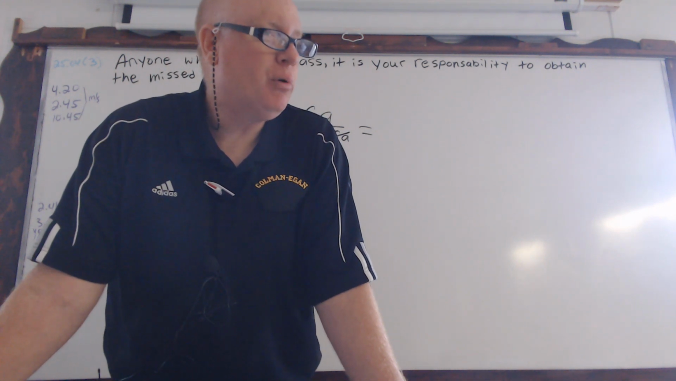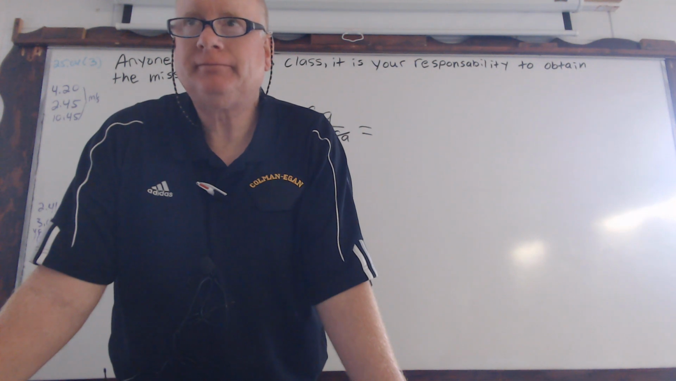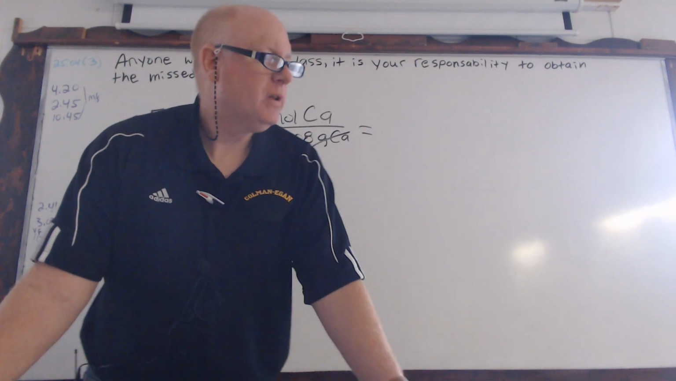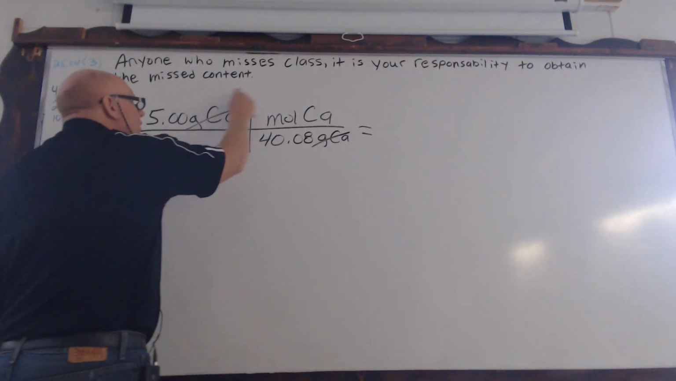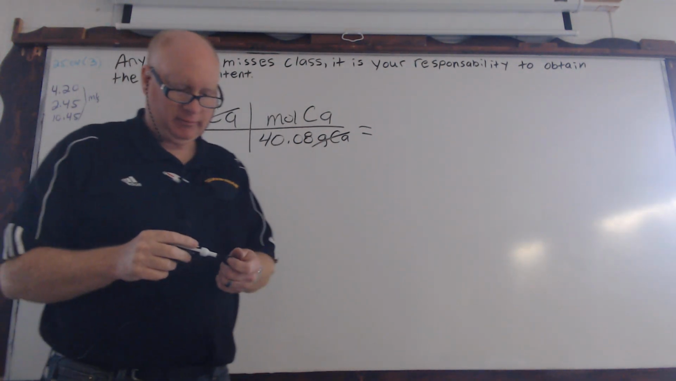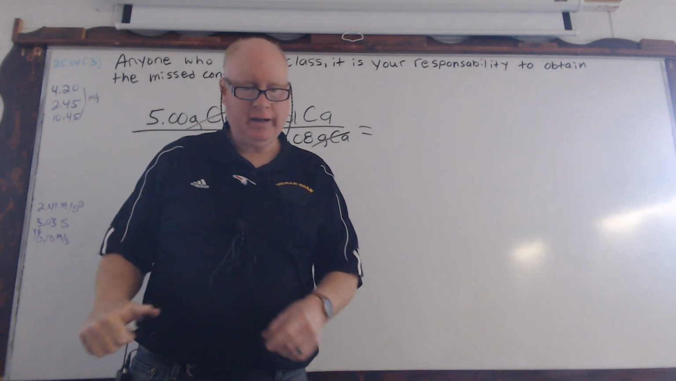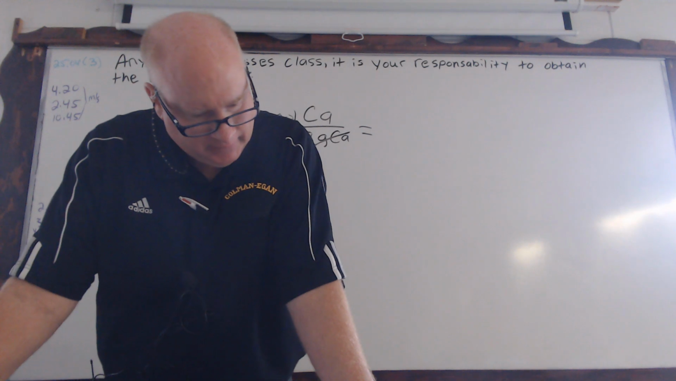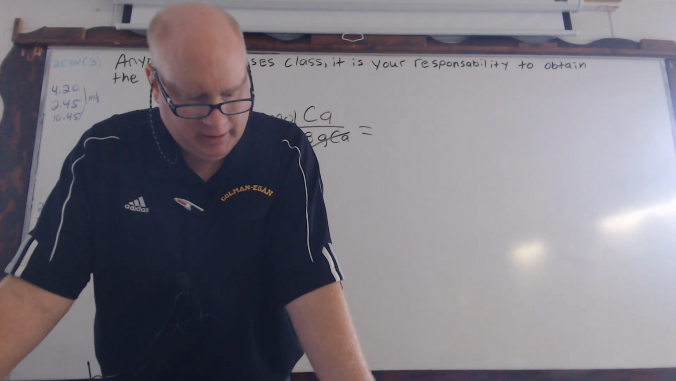Can we say we got 0.125? Okay, so what you're doing, you're multiplying and then dividing by that. So yeah, 0.125? Yeah. That would be correct. And then how would you label that? It would just be moles of calcium.